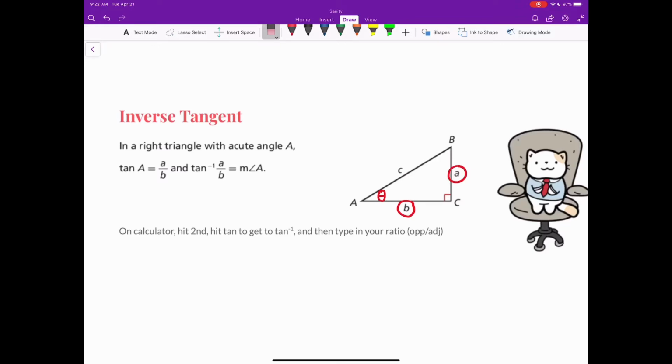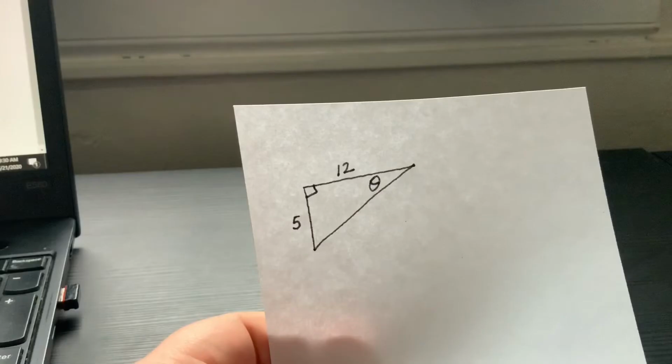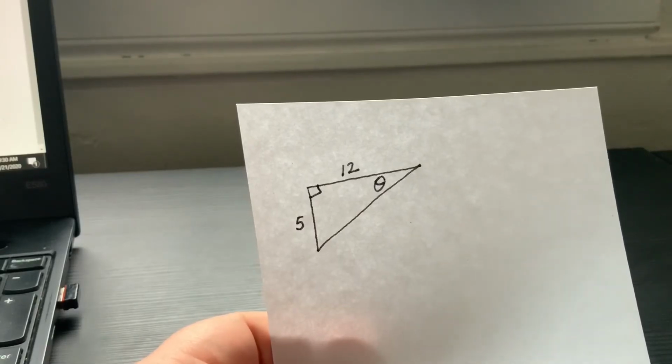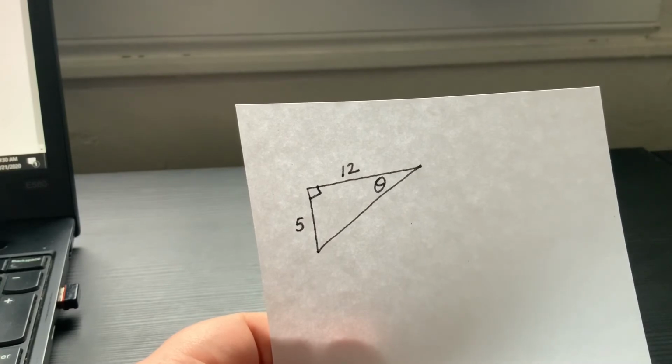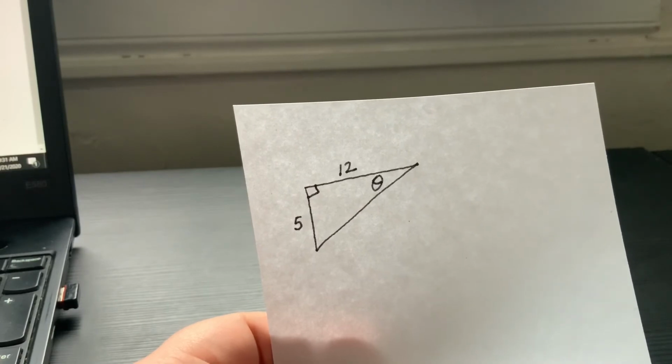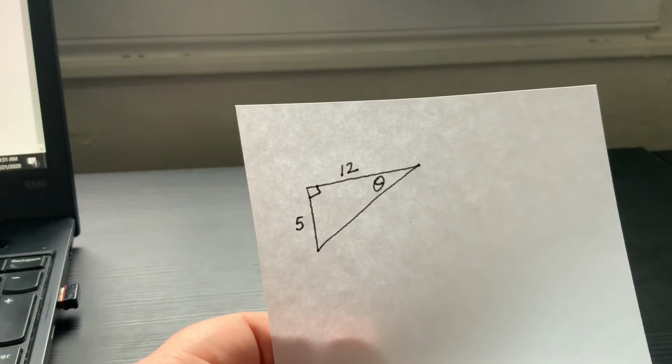All right, let's get some practice with our calculators real quick. This is the first example that I'm going to go over, but I do want to show you how it's going to be on a calculator, because I highly doubt that you have the inverse tangent inputs and outputs memorized, right?